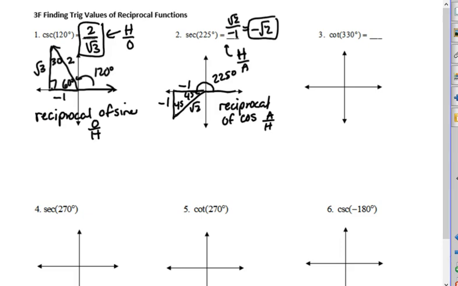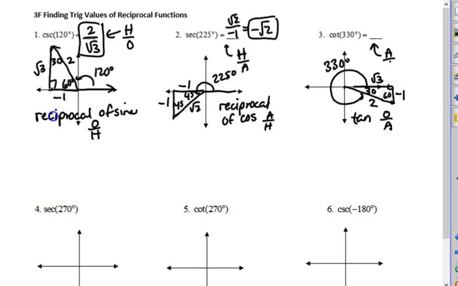Cotangent of 330. So I'm going to draw my 330 degree angle, which is in quadrant 4. It has a 30 degree reference angle. So I have a 30, 60, 90 triangle. Opposite 30 is -1, opposite 60 is positive square root of 3, and the hypotenuse is 2. Tangent is opposite over adjacent, so this is going to be adjacent over opposite. So the adjacent side is the square root of 3, the opposite is -1, so square root of 3 over -1, or negative square root of 3.